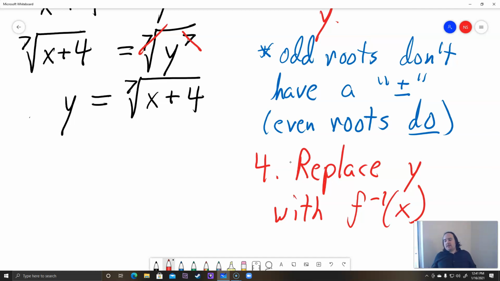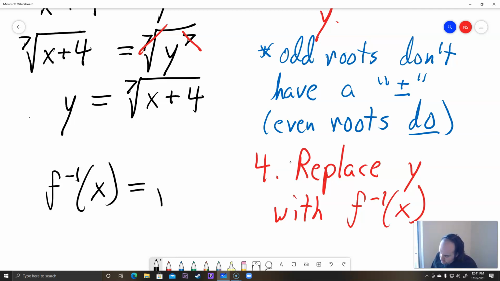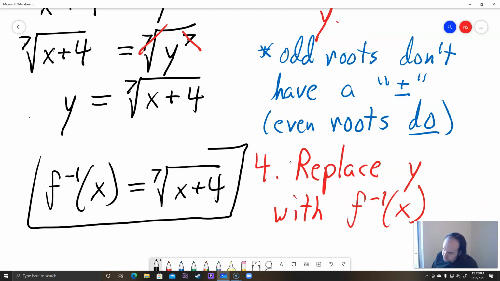And again, it looks like it says f to the negative 1 power of x, but it's actually read f inverse of x. And that's the inverse function that we got by just switching x and y and then solving for the new y. So here our answer is going to be f inverse of x equals 7th root of x plus 4. And that's actually the whole problem.